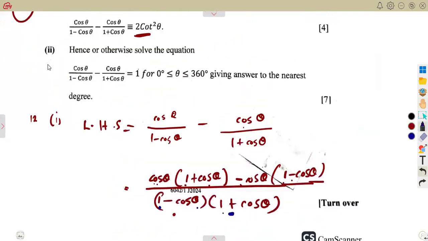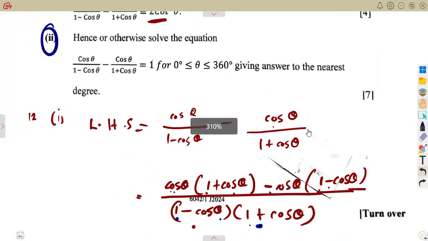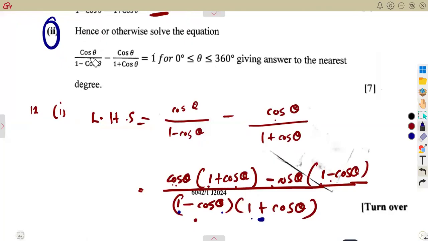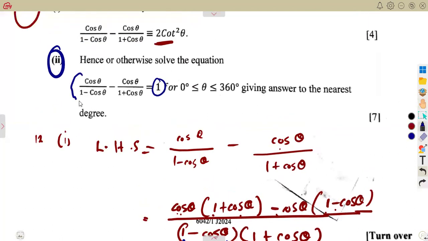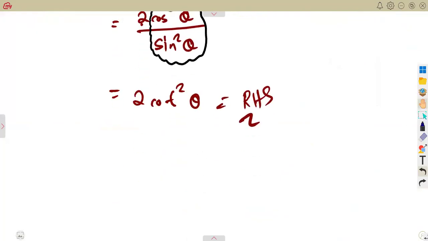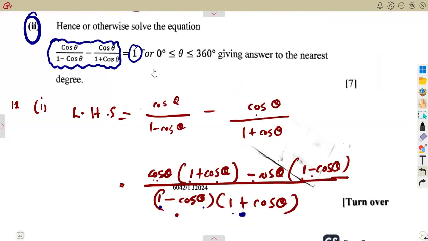Hence or otherwise, again, so we're going to work with the hence in this case. Hence or otherwise, we need to solve the equation. This whole part is equal to 1. Remember, this here is representing 2 cot squared when we proved this. So meaning to say we are going to start from the 2 cot squared, the one that we are seeing here. But they are saying these 2 cot squared, which is from the hence, this 2 cot squared theta, sorry, is now equal to 1. The whole of this part is equal to what? To 1. So that's the hence.